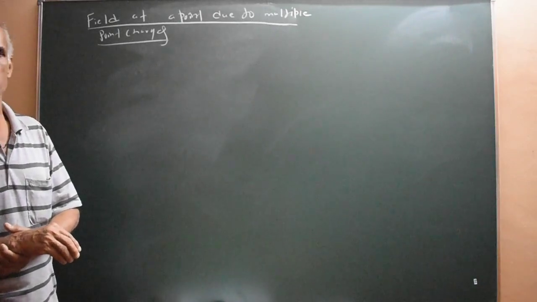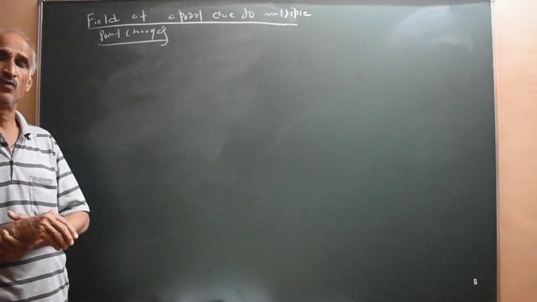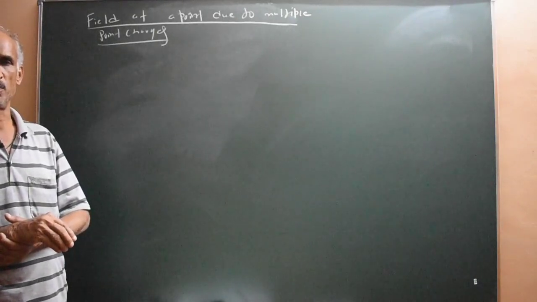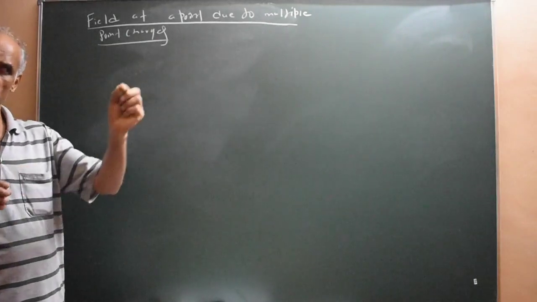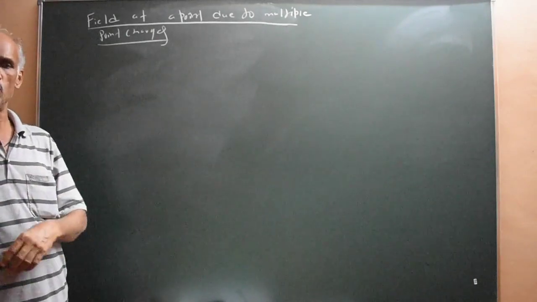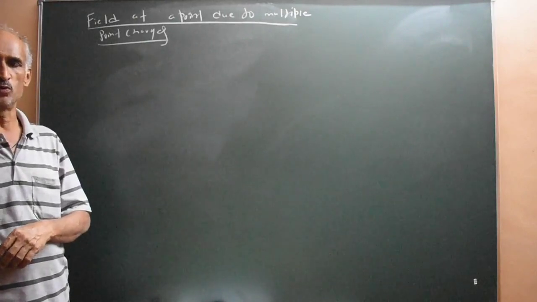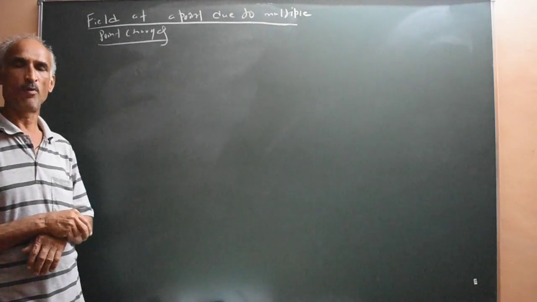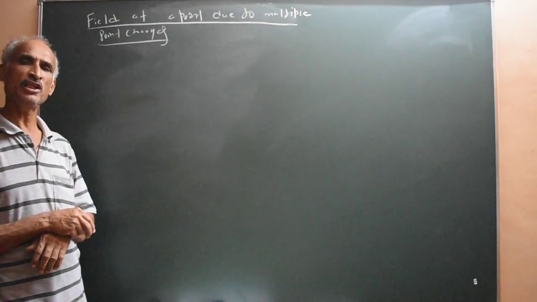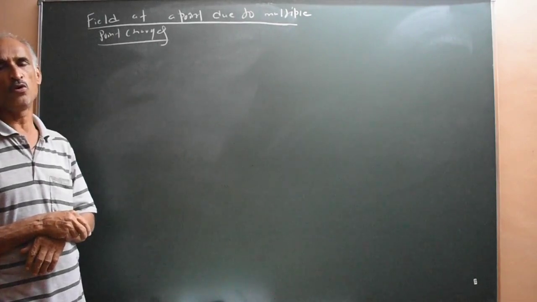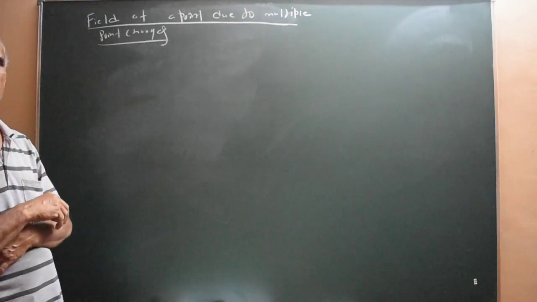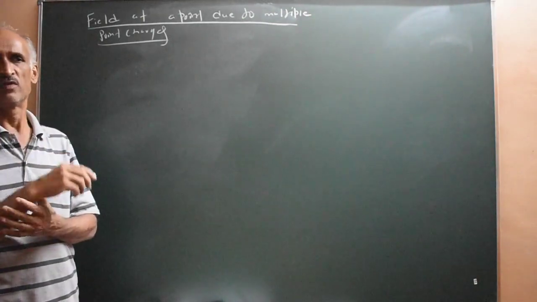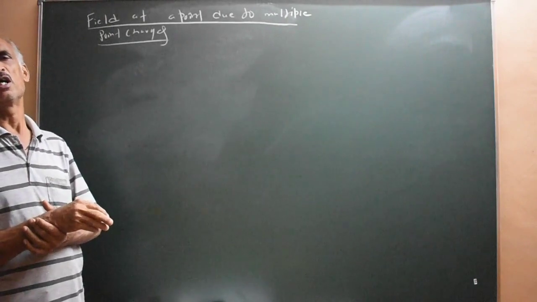If a number of point charges are placed in the space, all the charges produce their individual fields at a point. For example, q1, q2, and so on up to qn are the n point charges placed in the space at different points, and each charge produces its own field at a point P, say. Then all the electric fields superpose to produce one single field at that point. That single field is called the resultant field.